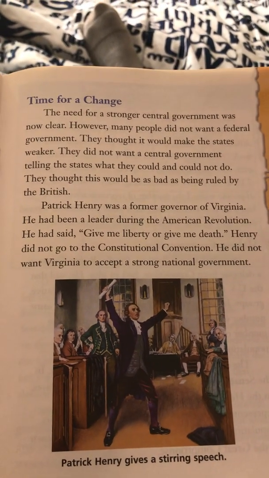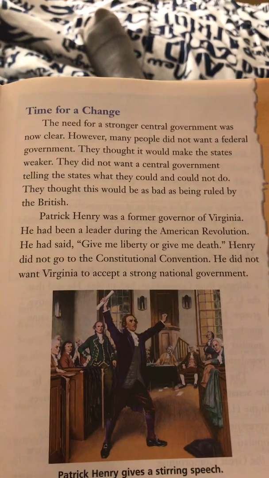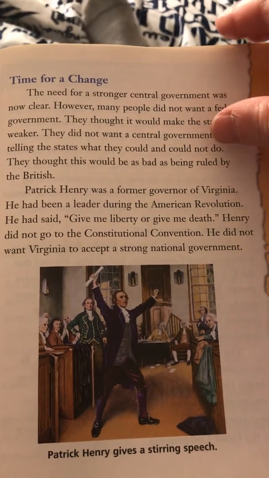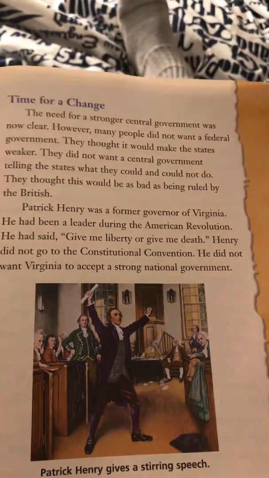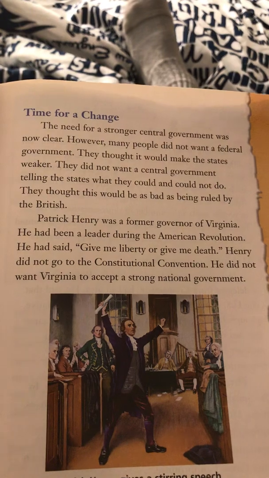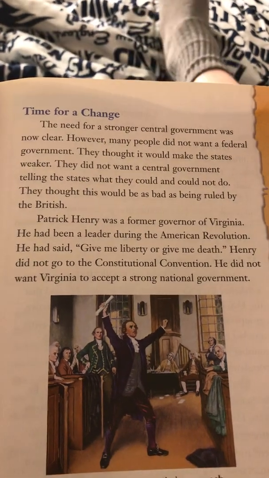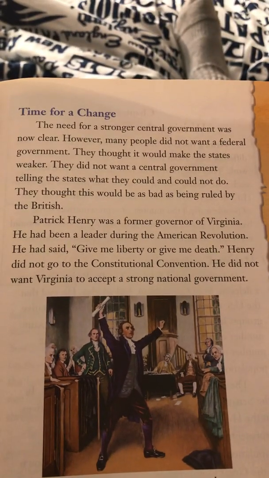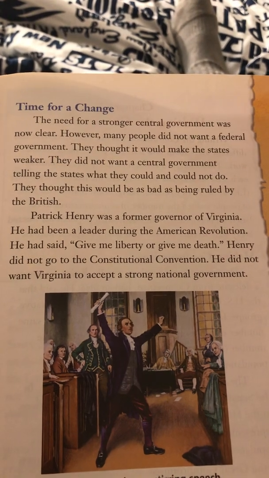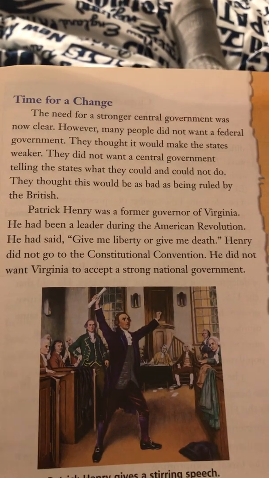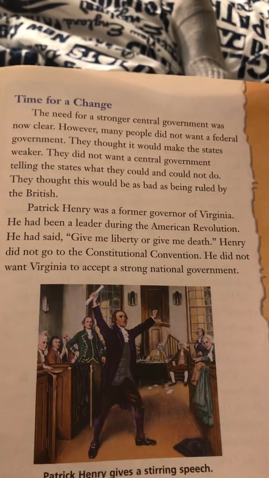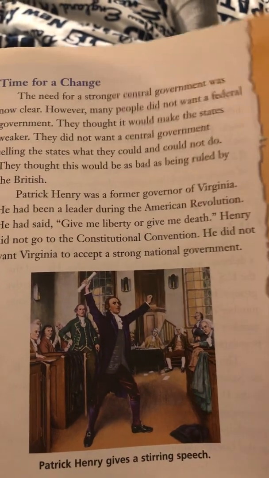Patrick Henry was a former governor of Virginia. He had been a leader during the American Revolution. He had said, "Give me liberty, or give me death." Henry did not go to the Constitutional Convention. He did not want Virginia to accept a strong national government. Actually, what he also said about this convention, he said, "I smell a rat."